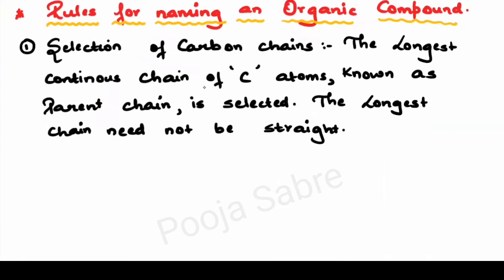Let us proceed ahead, children, with the rules for naming an organic compound. The first rule is selection of carbon chain. This rule says that the longest continuous chain of carbon atoms, which is known as the parent chain, is selected. Remember, children, the longest chain need not be straight. It can be any chain. It can be a zigzag chain, but it should be a continuous chain. Let us solve a few examples.